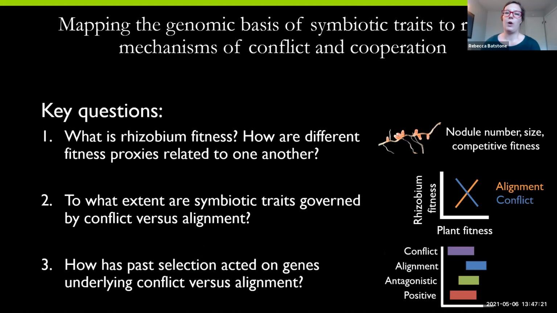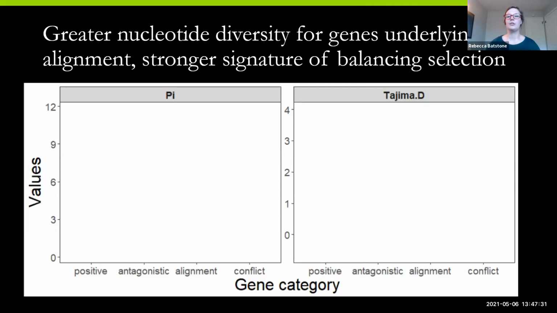Okay, so briefly, I'm going to walk you through some preliminary results that involved examining patterns of selection across genes that underlie conflict versus alignment. So what we've done so far is we calculated 2 commonly used test statistics, namely pi, which is on the left, that represents average pairwise nucleotide diversity among our 191 strains, while Tajima's D was calculated on the right, which represents the difference between two measures of genetic diversity, which is the mean number of pairwise differences and the number of segregating sites.